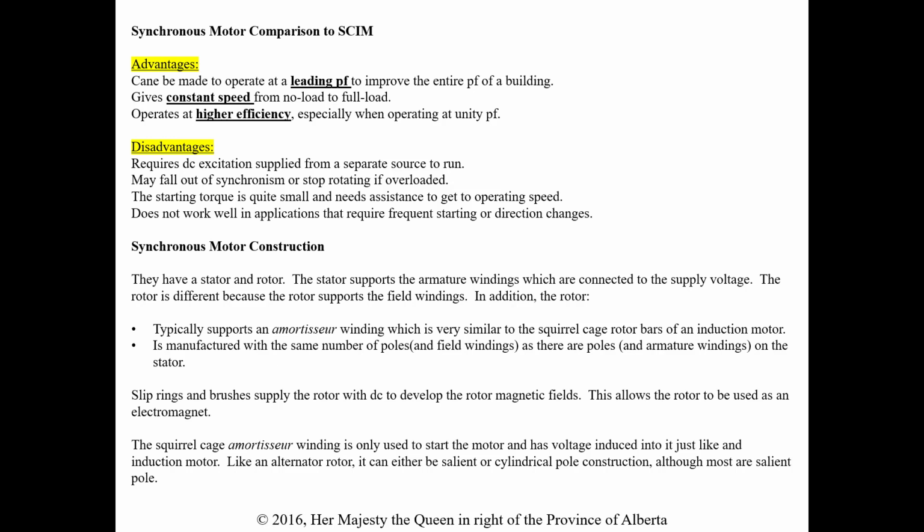So once we have that, we have the ability to fine tune that electromagnet and increase or decrease the field intensity based on how much current we have going through those field windings. The squirrel cage amortisseur windings are used only to start the motor and have a voltage induced into them just like an induction motor. Like an alternator rotor, it can either be salient or cylindrical pole construction, although most are salient pole. We'll talk about how the amortisseur windings are embedded into the poles and how they work for starting coming up.